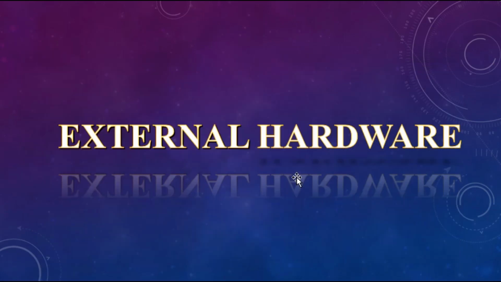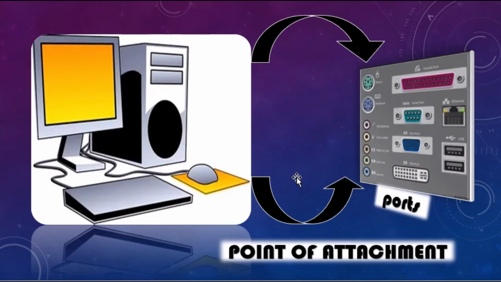After going through the internal hardware, we also have the external hardware. What is an external hardware? It is simply the hardware found outside the system unit. External devices are added to the computer system by plugging them in to ports on the back of the computer. Now, the external devices are also called the peripheral devices. They are connected to the computer via ports.